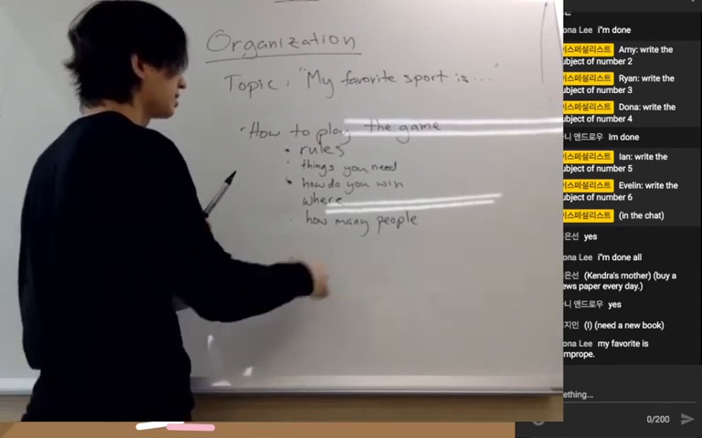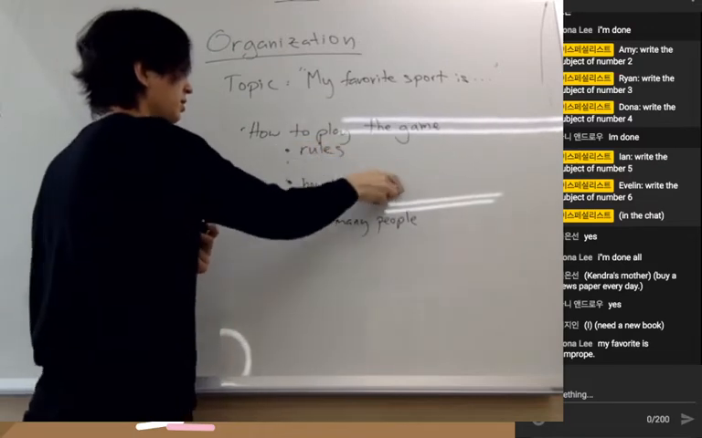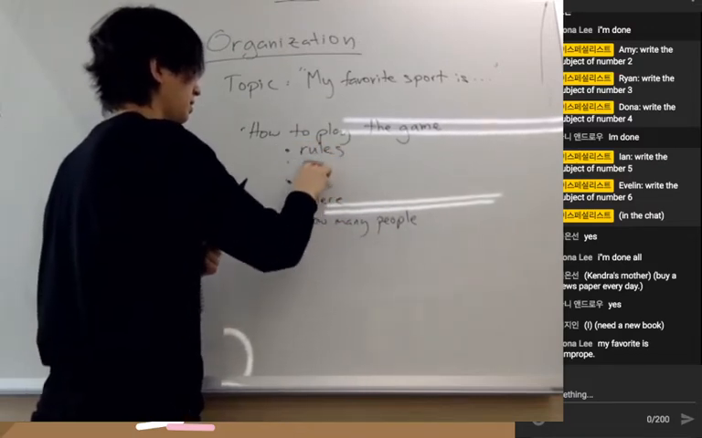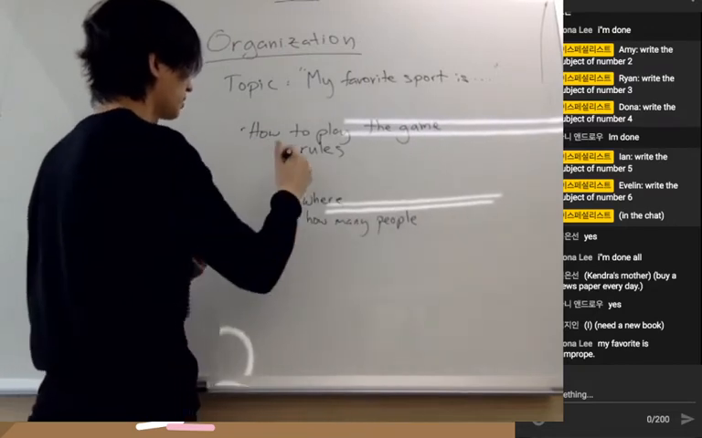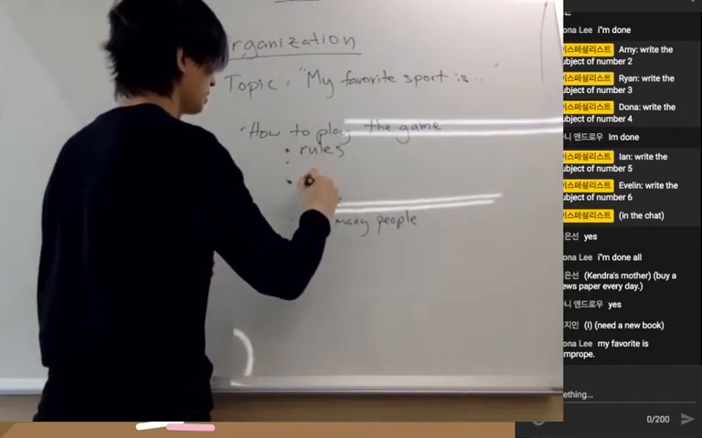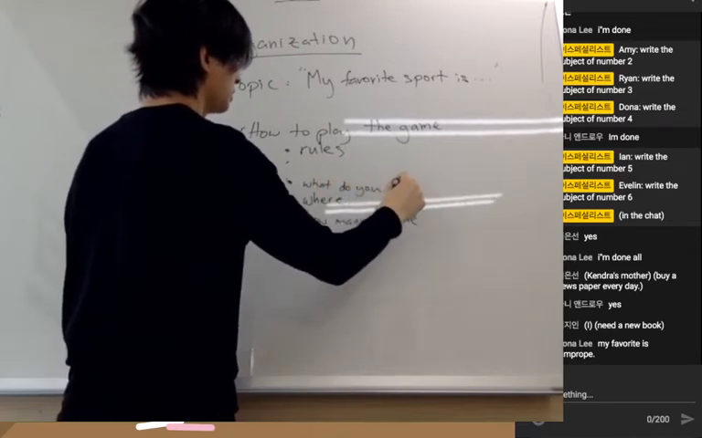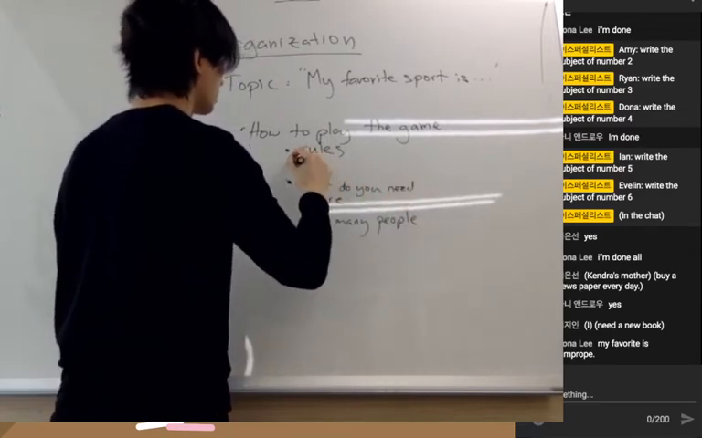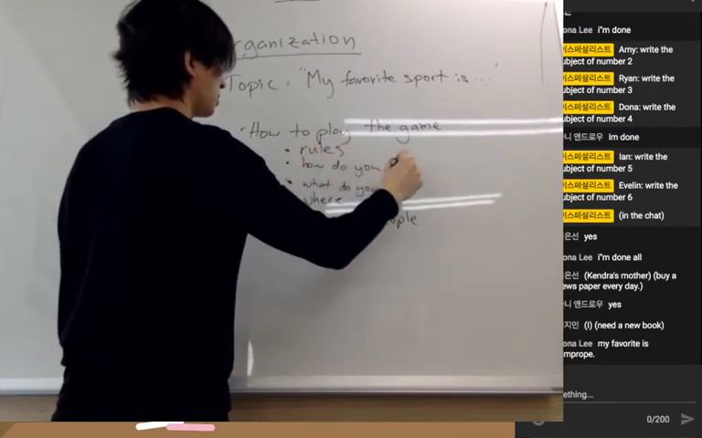So we can see that here, you look at your organization before you start, and you can find these kinds of patterns. Okay. Rules, and put here what you need. And next to rules, we can put how do you win.